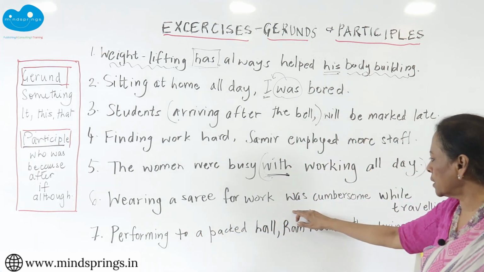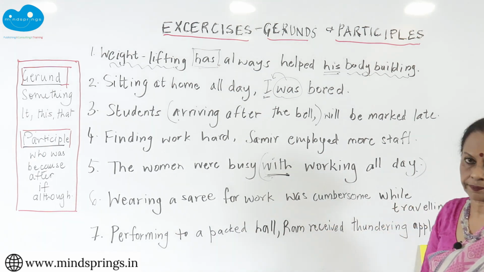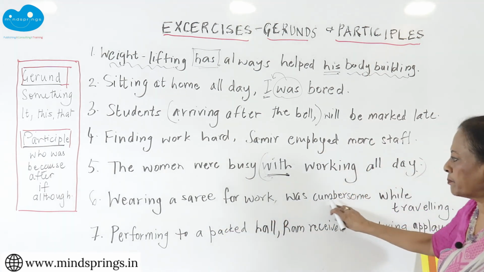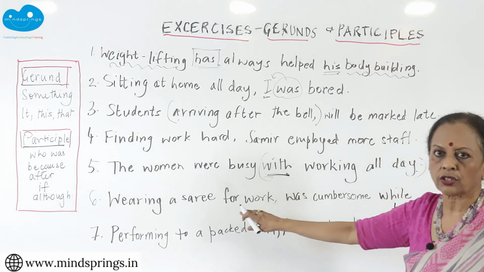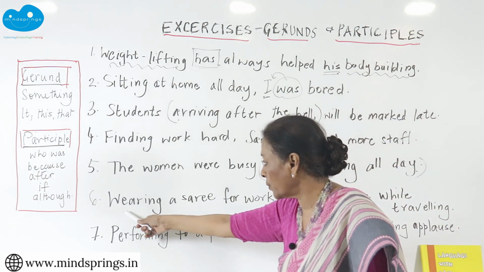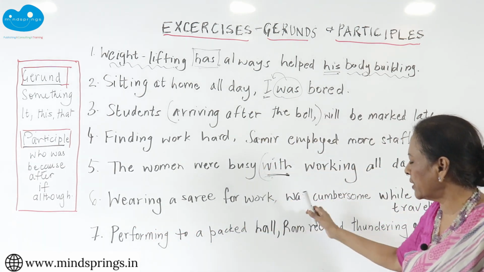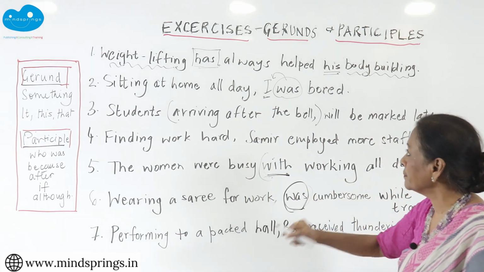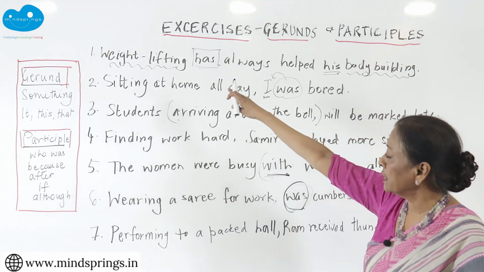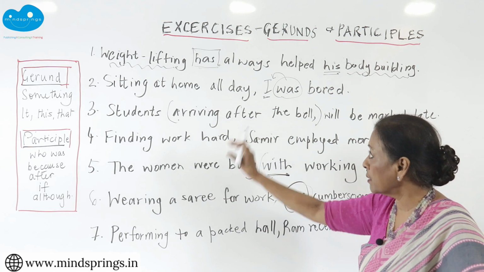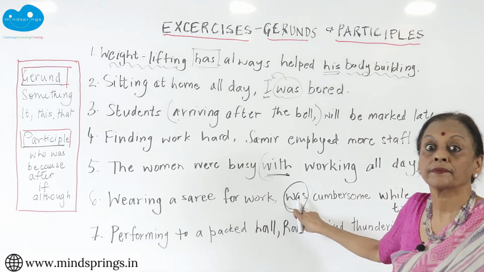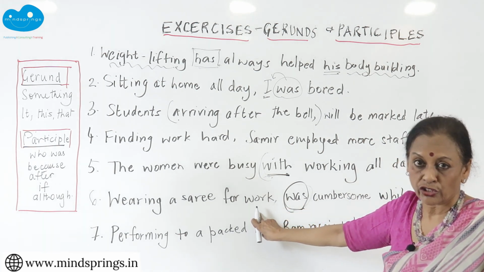"Wearing a sari for work was cumbersome while travelling." Now, you have got a phrase here, wearing a sari for work. Something was cumbersome, it was cumbersome. So, therefore, I will get my gerund phrase. If I do a finger check, I will start with wearing a sari, phrase, and I will hit was, verb. Exactly what I did there, see. This is a long one, that is a short word, that is a gerund, compound word there gerund, and this is a long phrase, but both of them go and hit the verb, and therefore they are gerunds.